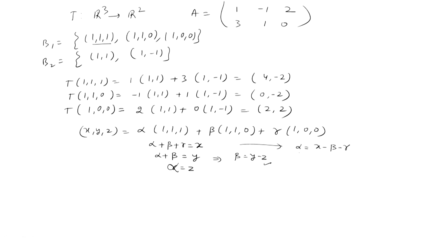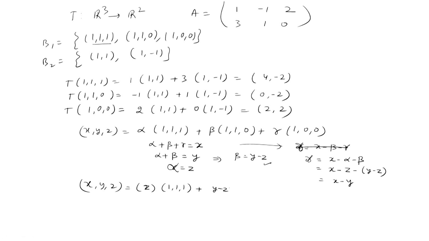And how will we find gamma? From the equation, gamma will be equal to x minus alpha minus beta. Alpha is z and beta is y minus z. So, z cancels out, and this is x minus y. So, what is (x, y, z)? It is z times (1, 1, 1) plus (y minus z) times (1, 1, 0) plus (x minus y) times (1, 0, 0).